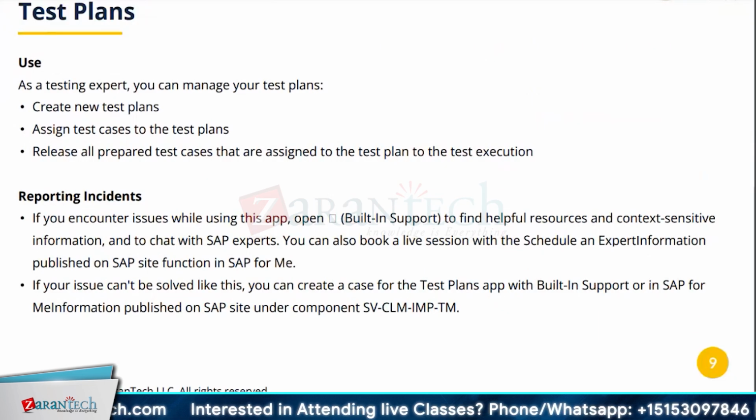So you can create a new test plan, assign test cases to the test plans, and release all the prepared ones that are assigned. Once you're creating the test cases, the status is in preparation. Then once you create the test plan, it is assigned and the status is prepared. For execution, you have to release the test plan, so that it is released for execution. Only then, in test execution, will you be able to see those test cases.